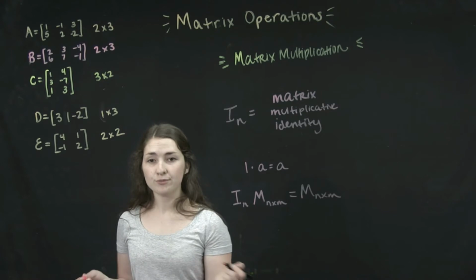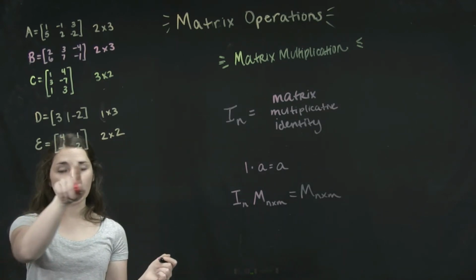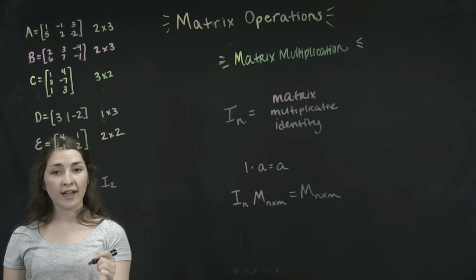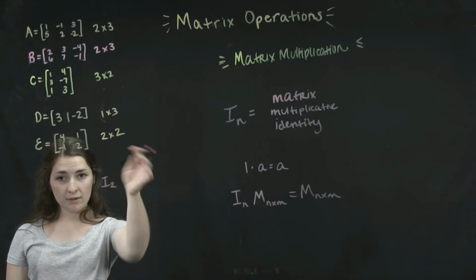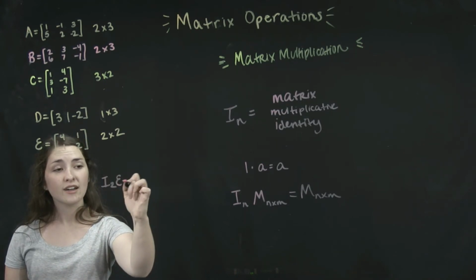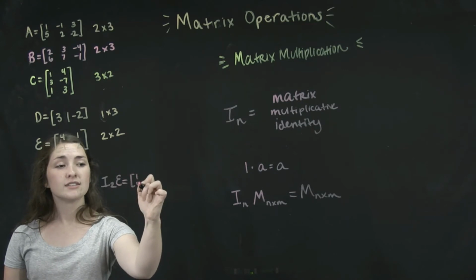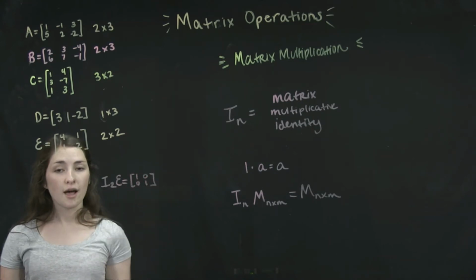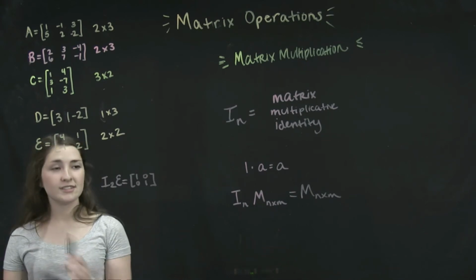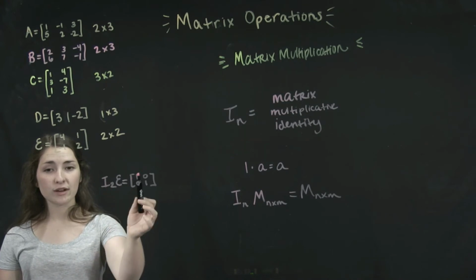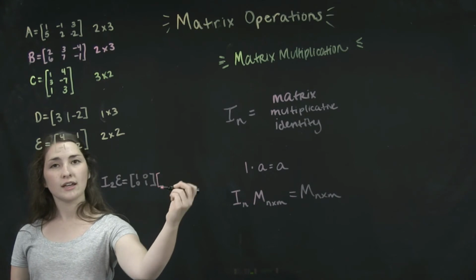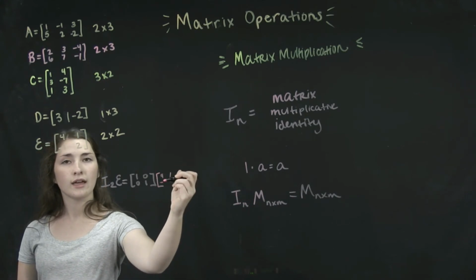So for example, if we wanted to multiply E by the identity, we would have I2 in order for it to be defined. So we have a 2 by 2 matrix times a 2 by 2 matrix, and the identity is always square, times E. The identity is defined as a matrix with n rows or columns with 1s all down the diagonal and 0s everywhere else. So for a 2 matrix, we're going to have 2 rows, 2 columns, 1s in the diagonal, 0s everywhere else. Multiplying that here by E, which is 4, 1, negative 1, 2.